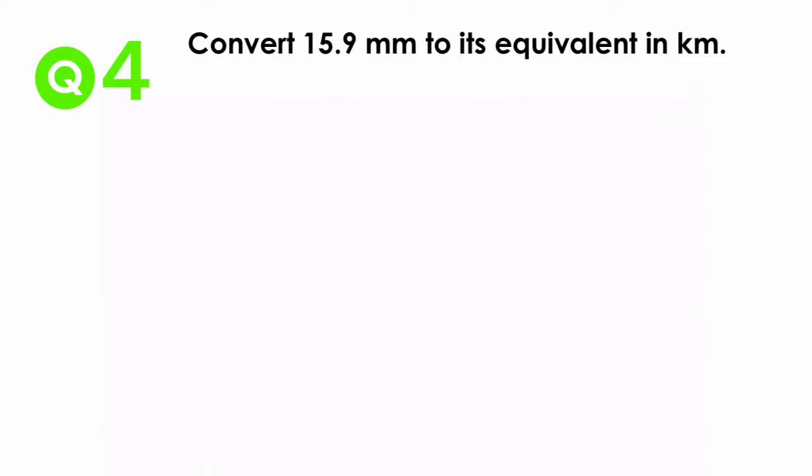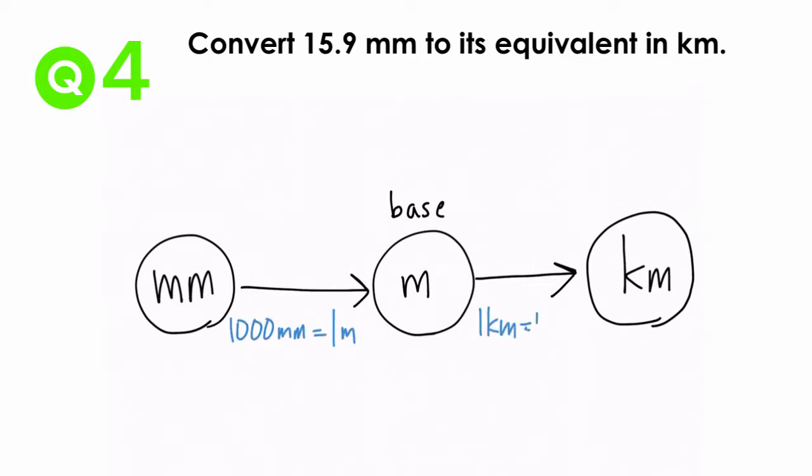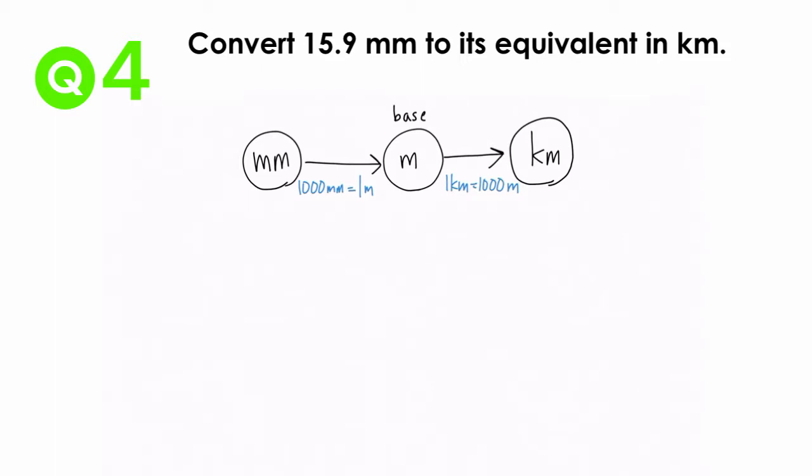Next, convert 15.9 millimeters to kilometers. This one is similar to the last one. I would take step by step, going through the base unit meters. So convert from millimeters to meters, then meter to kilometers. Since you are just starting to learn about the dimensional analysis, I would write down all of the conversion factors. But when you get used to it, you probably don't need to write them all down. Here's how I would do it.